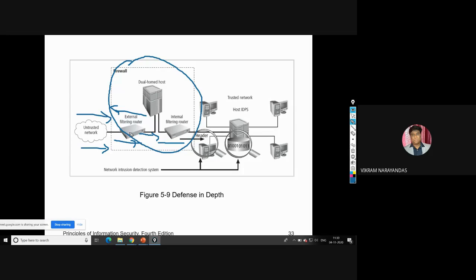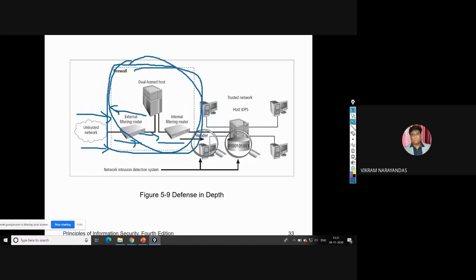A firewall is usually a computing device, a specially configured computer, that allows or prevents information from entering and exiting a defined area based on a set of predefined rules. It's usually a computing device or a specially configured router that allows or prevents information from entering or exiting the defined area. So you can say this is a security perimeter for your organization.